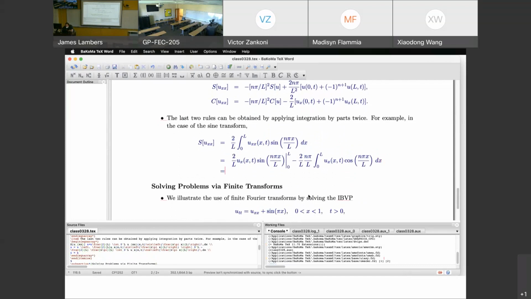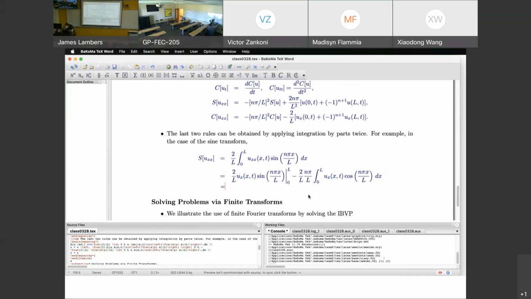Now, what happens when I plug the limits 0 and L in here for boundary terms? What am I going to get? Anyone? No, 0. Yeah, I plug in x equals 0, I'll get sine of 0, which is 0. If I plug in x equals L, I'll get sine of n pi, where n is an integer. That's also 0. So these go away entirely. That helps.